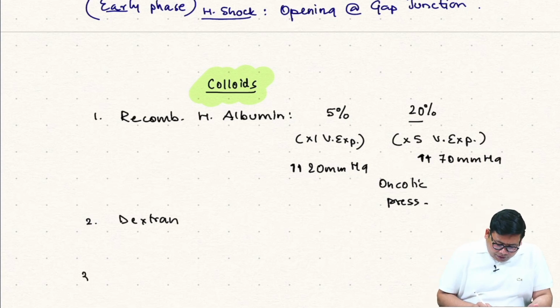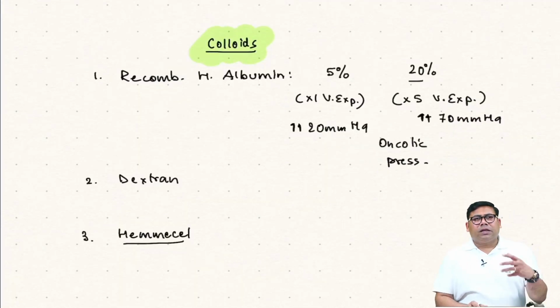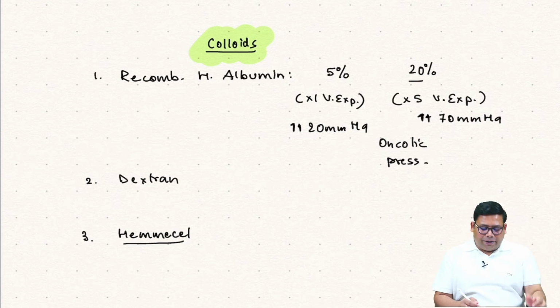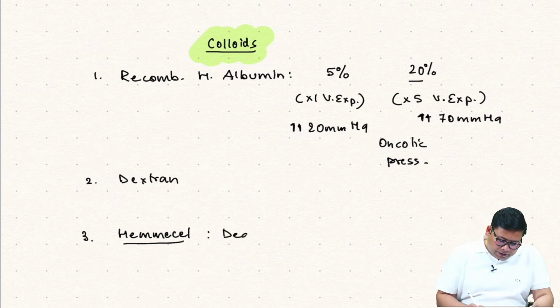The third that we have is Haemaccel. Now what is Haemaccel? You are fond of ice cream, and whenever you see commercially prepared ice cream, they use gelatin. So this is a degraded gelatin polymer.